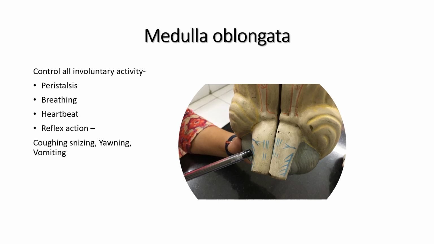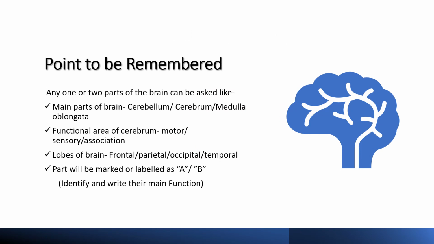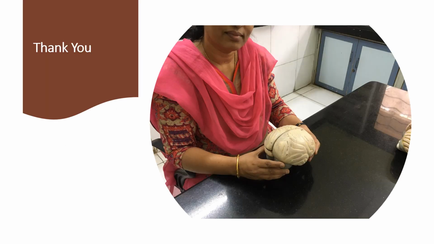No doubt the spinal cord also controls reflex actions, but some reflex actions the brain itself controls, which include coughing, sneezing, yawning, and vomiting. Students, please remember these important points. Hope you understood today's experiment.